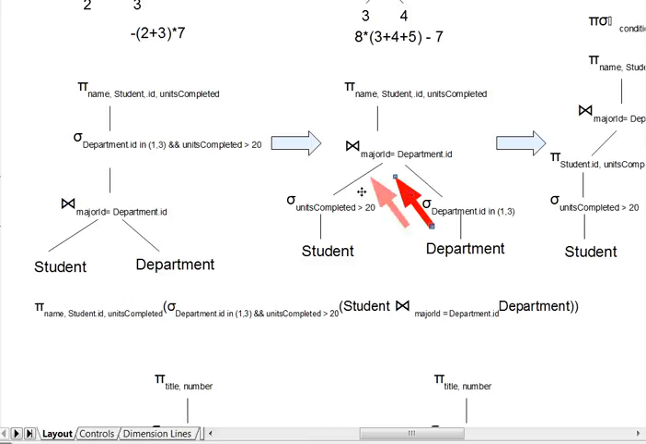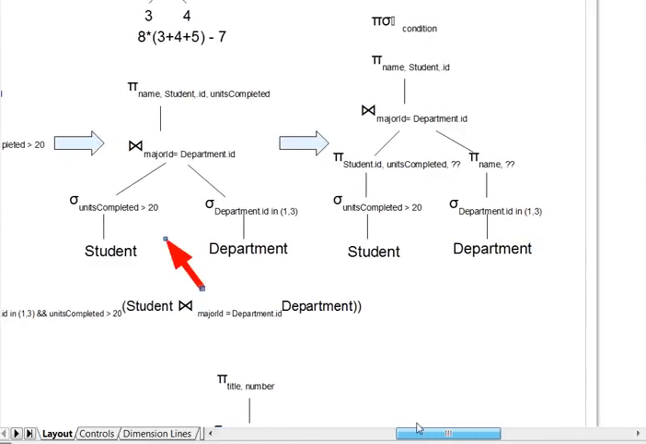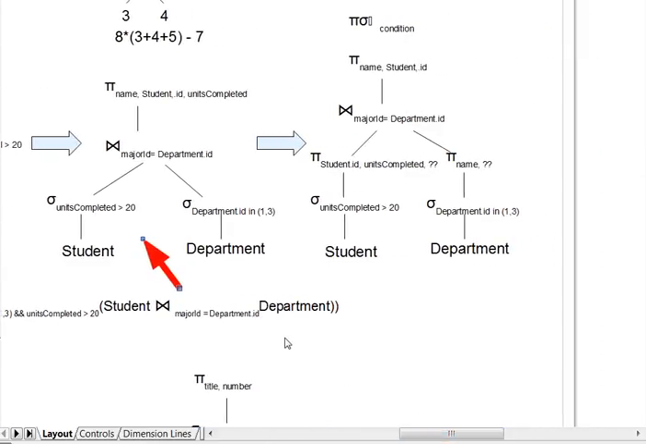Now, this transformation, where we move the selection down toward the tables, is called a selection push, because it pushes a selection operation downward in the expression tree. It's perhaps the most commonly applied transformation for efficiency in query optimization, but there are others. For instance, could we do the same thing to a projection operation, pushing it further down into the tree? And the third version of the student and department query over here attempts to do exactly that.